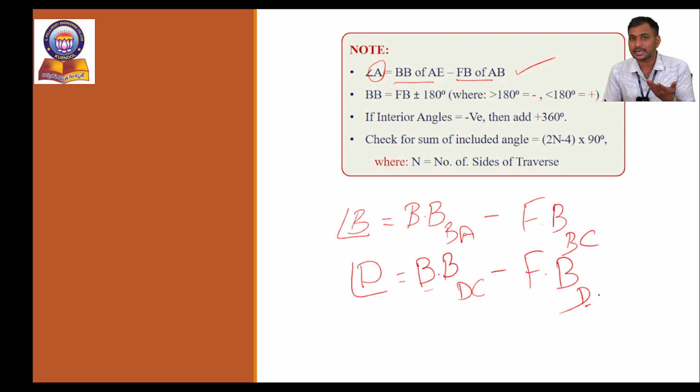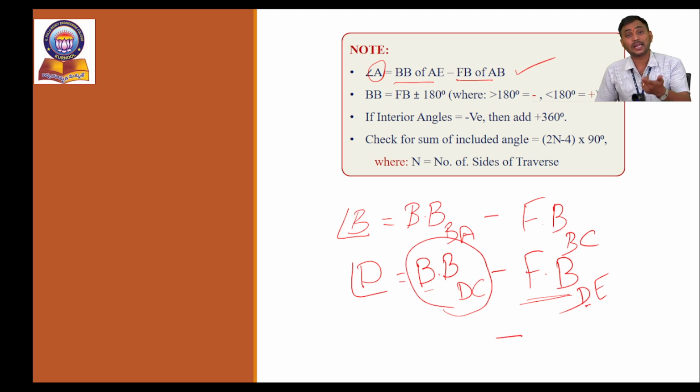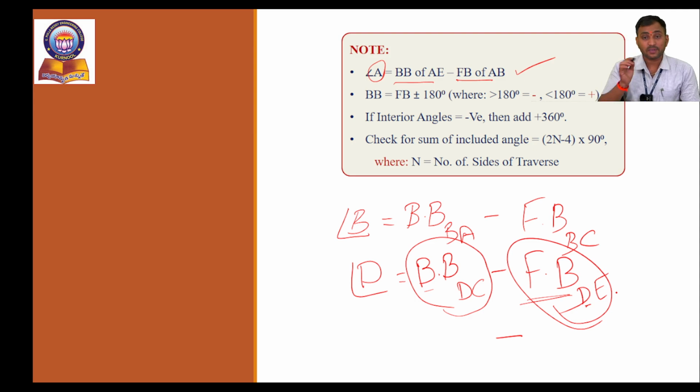Why are we taking the next letter? Because it is a fore bearing. Fore bearing means that from our station, if we are sighting in the forward direction, that is the fore bearing. If we are sighting in the backward direction, that is the back bearing. So the next letter of D is DE. That is why it is the value of back bearing of DC minus the value of fore bearing of DE. Like that we have to calculate.